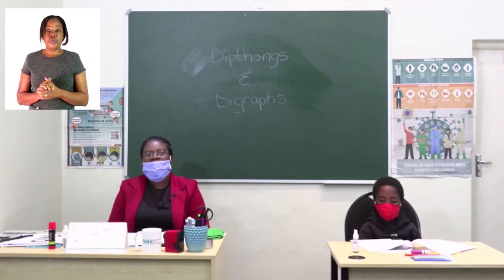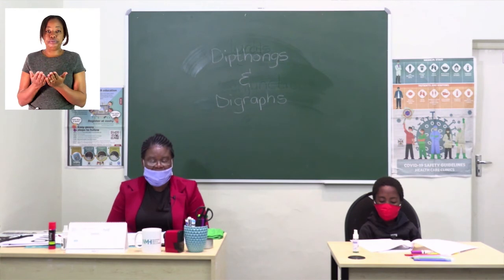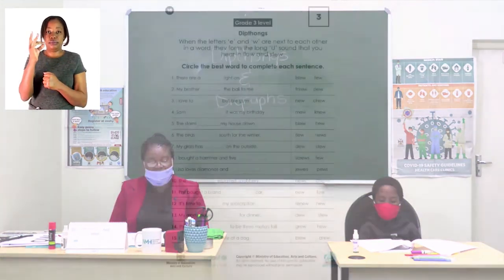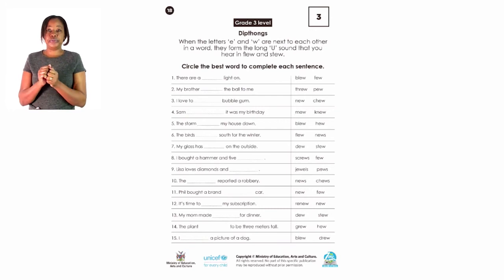Okay, we are going to look at the diphthongs on page 18 together. Okay, when the letters are together and they are next to each other and they form one sound, that is what we are going to look at. And they will always give a different sound when they are together. Are we together? That is what we call diphthongs.